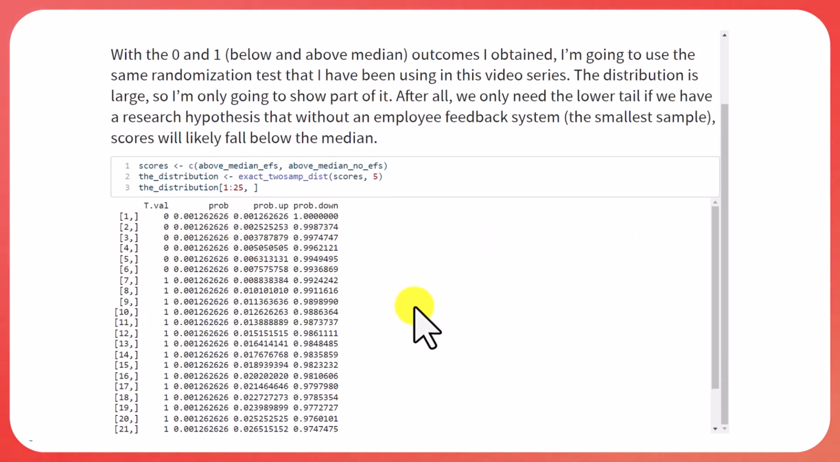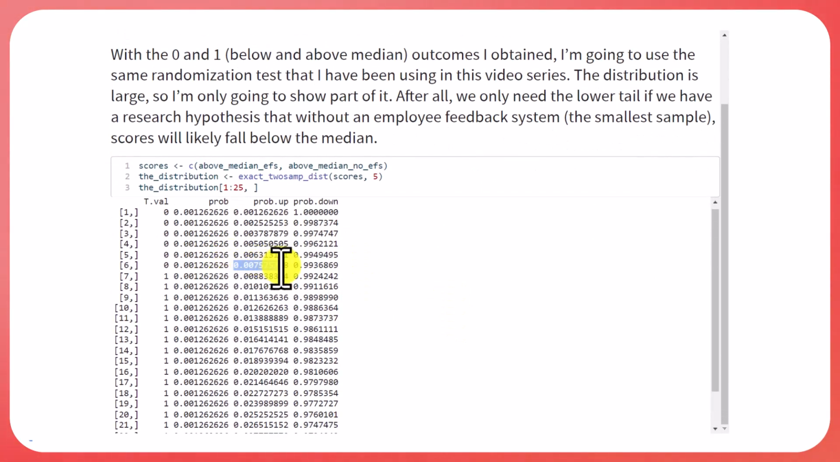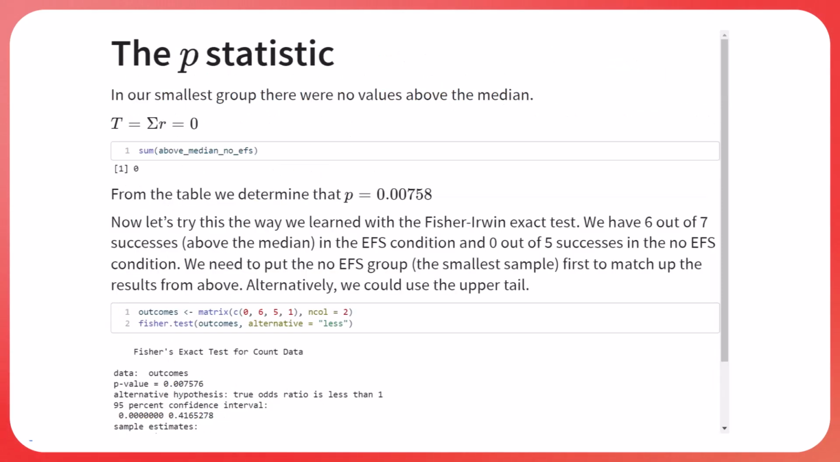So if I go back to this table, all I need to look at is the cumulative probability here for 0, and that is 0.0076 or about 0.008. And I look here, and here, sure enough, that is what I list as the p-value.